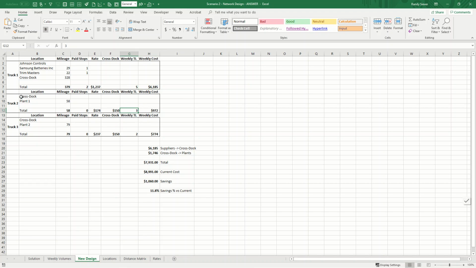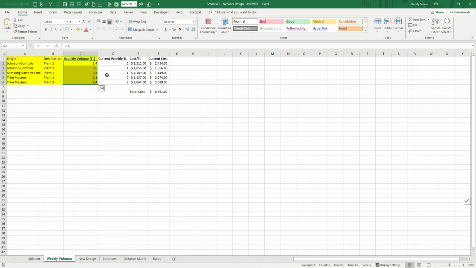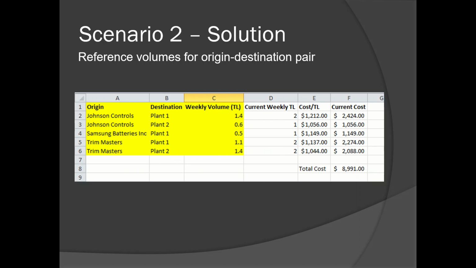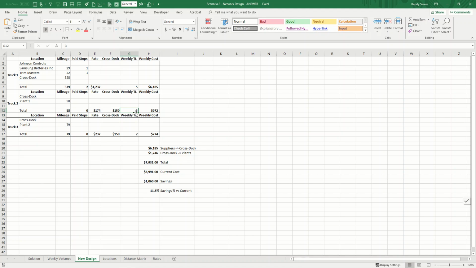And then we need 3 truckloads to go to plant 1. Back on the weekly volumes, if I look up my plant 1 volume, it's 3. And then my plant 2 volume is 2. Sorry guys. So I'm going to send 3 trucks to plant 1. I've got a cross-docking fee of $150, and then I've got 58 miles from the cross-dock to the plant, right? So there's my cost. And then I'm going to send 2 trucks to the other plant, so there's my mileage fee, $237 plus the cross-docking fee I pay every time. So my total weekly cost is $774 on that truck.